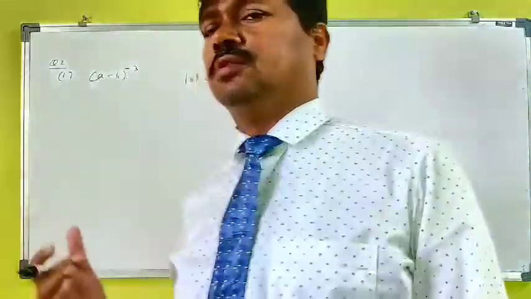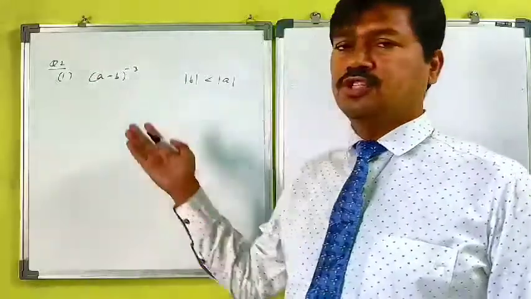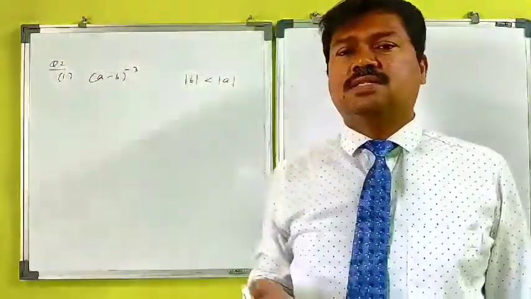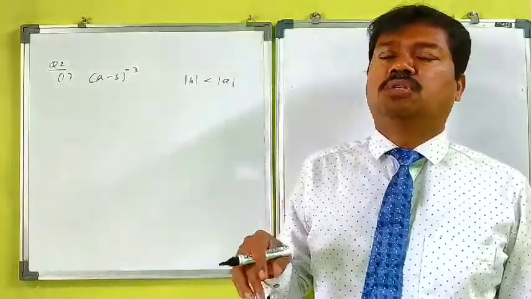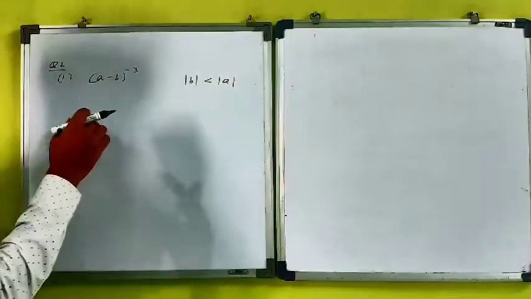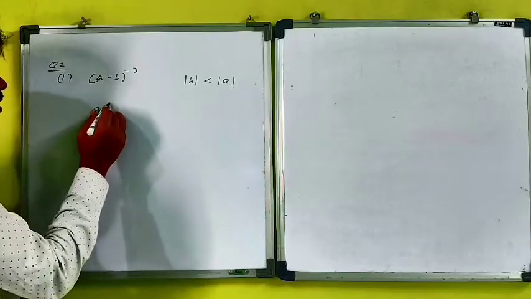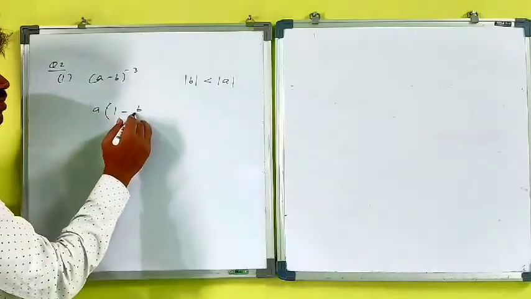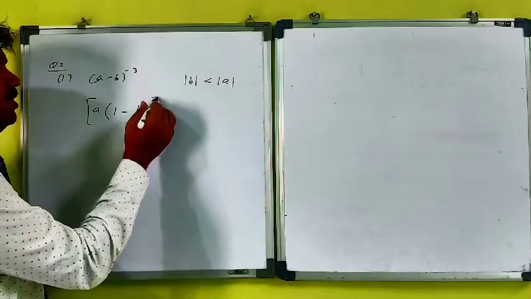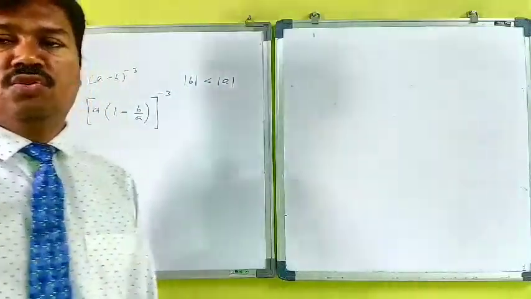Now in this question, when mod of b is less than mod of a, the expression is not 1 plus x. If it were 1 plus x it would be easy, but here both terms are variables. How to do it? See here, what we can do in this is take a as common. If we take a as common, what remains inside is 1 minus b upon a, and the whole is raised to minus 3.